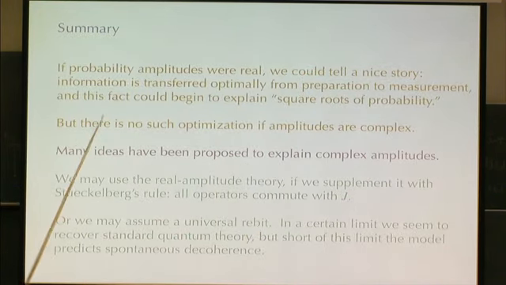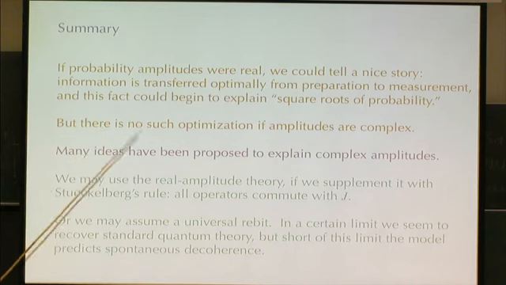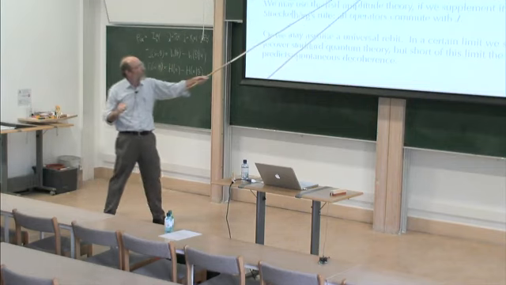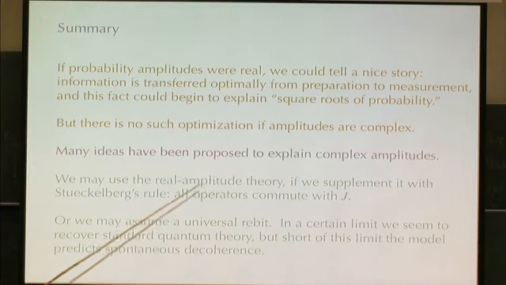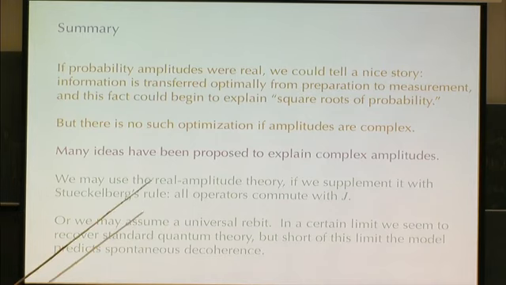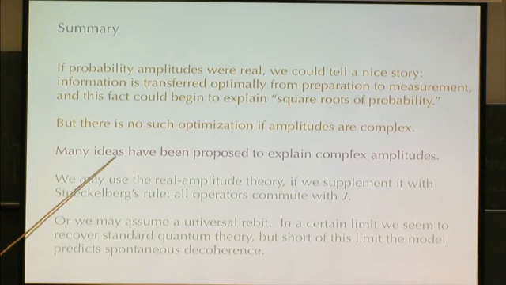So here's kind of a summary. If probability amplitudes were real, we could tell this nice story. Information is transferred optimally, and that maybe begins to explain square roots of probability. I still like that idea. It just doesn't work if the amplitudes are complex. Many ideas have been proposed to explain complex amplitudes, like this local tomography. But if you want to really stick to the real theory, no one can stop you from doing that. You just stick to the real theory.